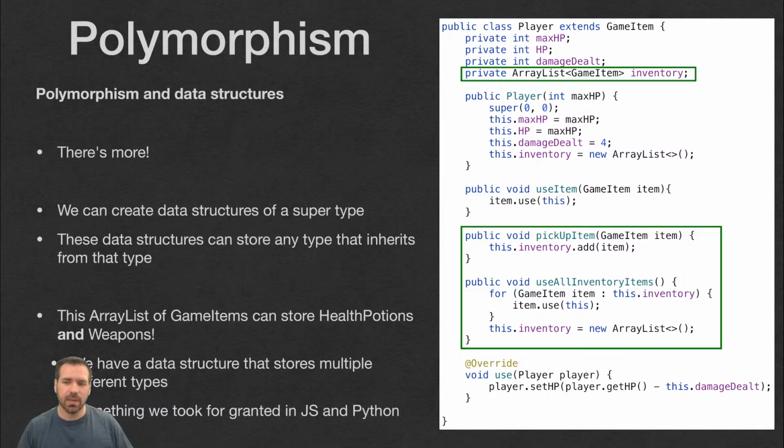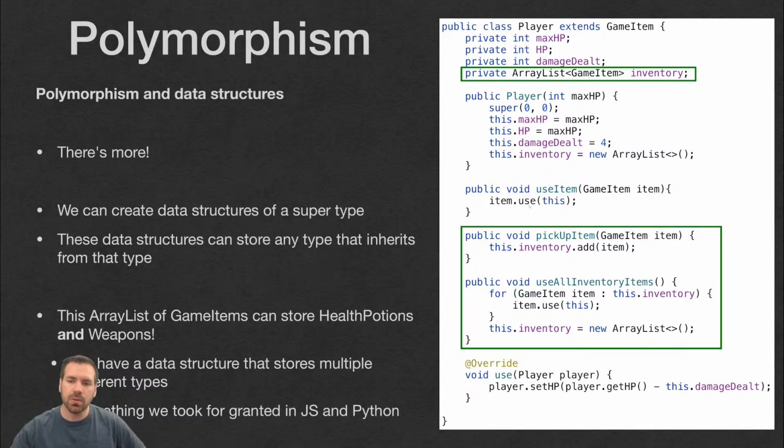That's where the restriction becomes really important, because we can't say item.getDamage here. We can't say item.getIncrease. Did we have a getter for that? I don't know if we wrote a getter method for that. But we can't write any code that's specific to health potions or weapons. We have to write code that is known to the game item class, but the behavior we get will be weapon and health potion specific.